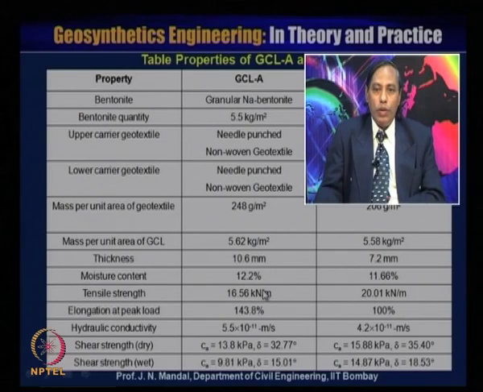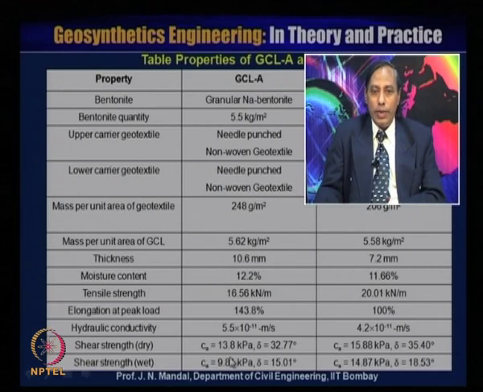Moisture content is 12.2%, and for GCL B 11.66%. Tensile strength of GCL A is 16.56 kilonewton per meter, and for GCL B 20.01 kilonewton per meter. Elongation at peak load is 143.8%, and for GCL B it is 100%. Hydraulic conductivity is 5.5 into 10 to the minus 11 meter per second for GCL A and 4.2 into 10 to the minus 11 meter per second for GCL B.